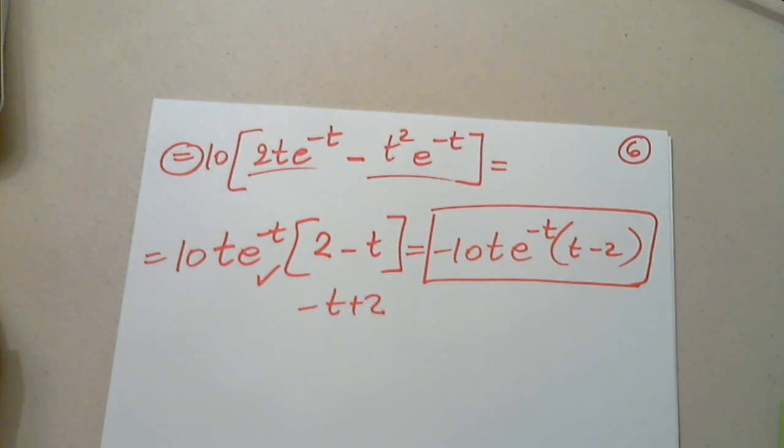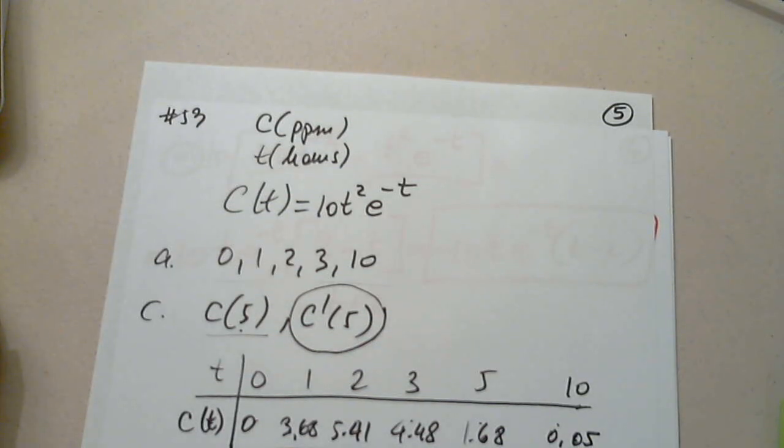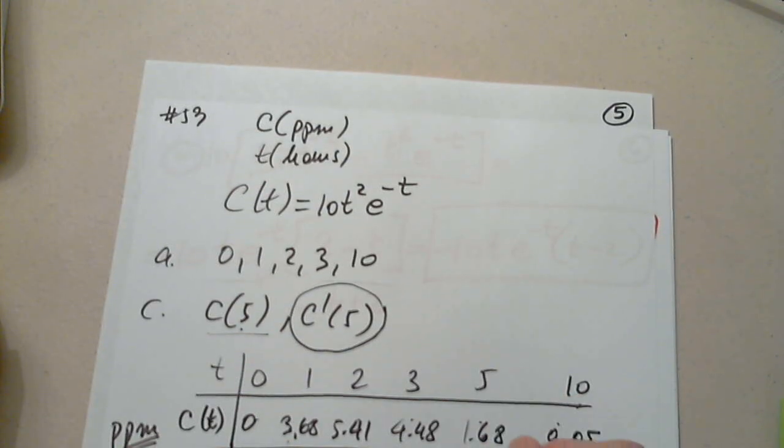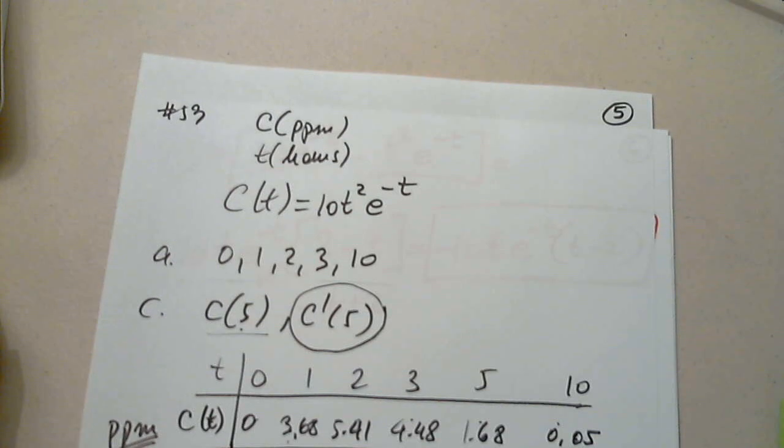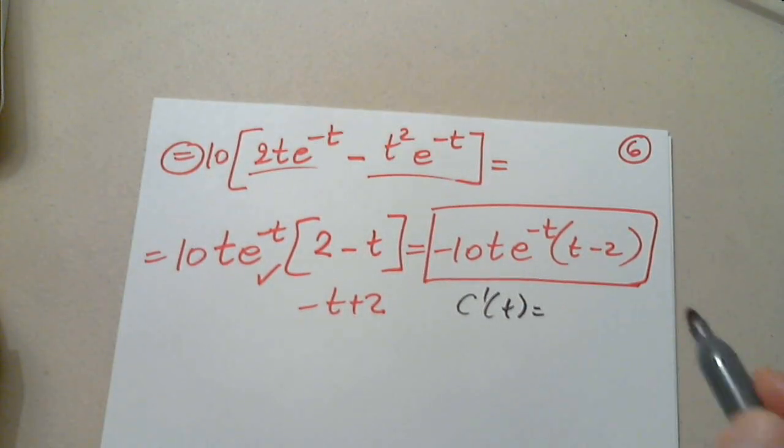Good, so now, all these are in ppm. Parts per million, and so on and so forth. The answer for 5, we haven't determined it yet. We do have C prime. All this is C prime of t.